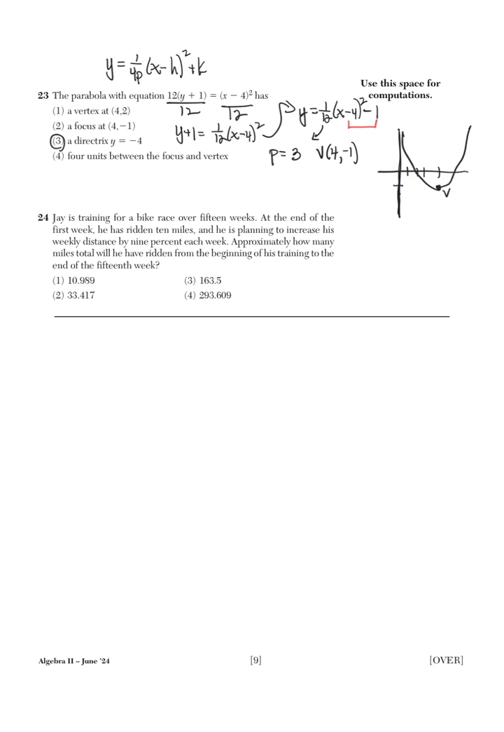All right, now p is 3. So what that means is from that vertex, I'm going to go up a distance of 3. So let me just show you. I'm here right now. 1, 2, 3. And I'm going to put a point right there. And that is my focus.